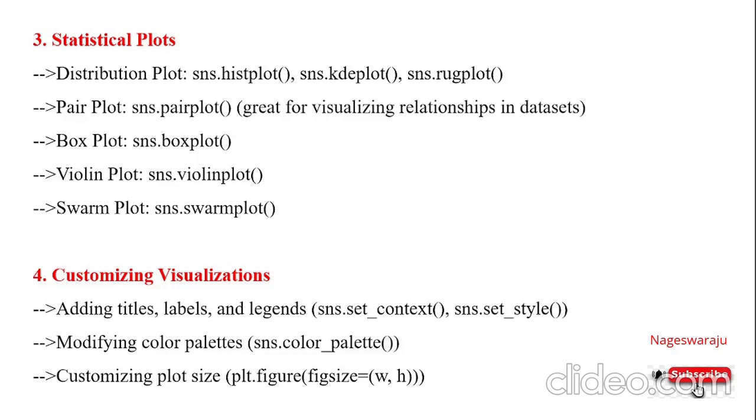Okay, here next is sns.set_style. We need to assign the styles. What are the styles we require? Based on the styles, we need to assign that one. Next, modifying color palettes. Color palettes means we need to assign multiple colors, so we need to take the multiple colors using a color palette. Next, figure size. Figure size means we need to assign the figure size, width and height wise.